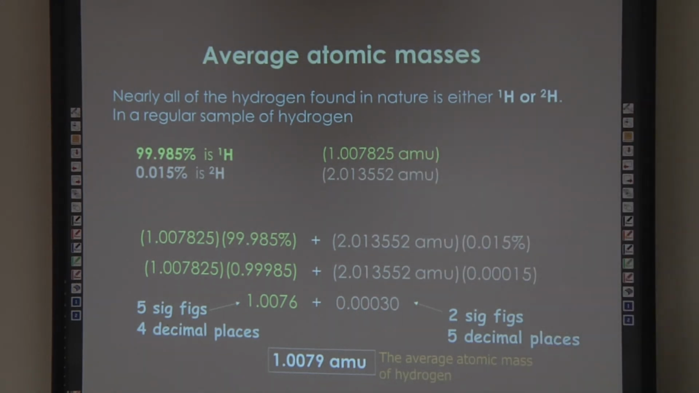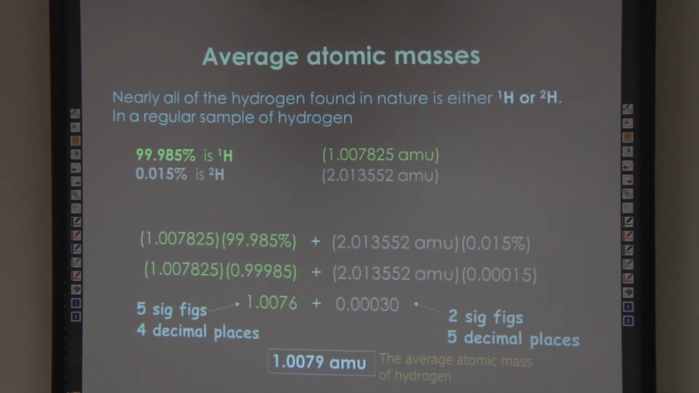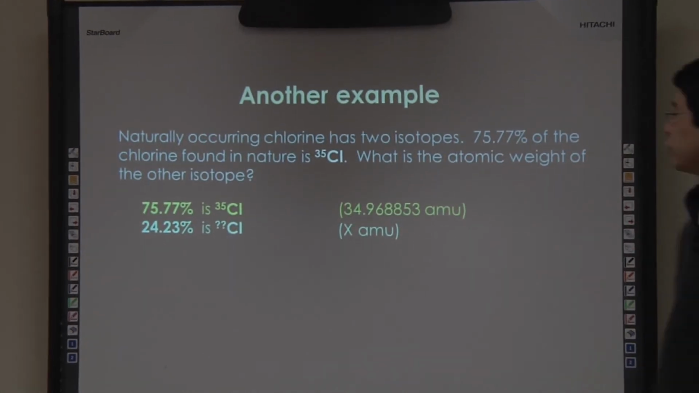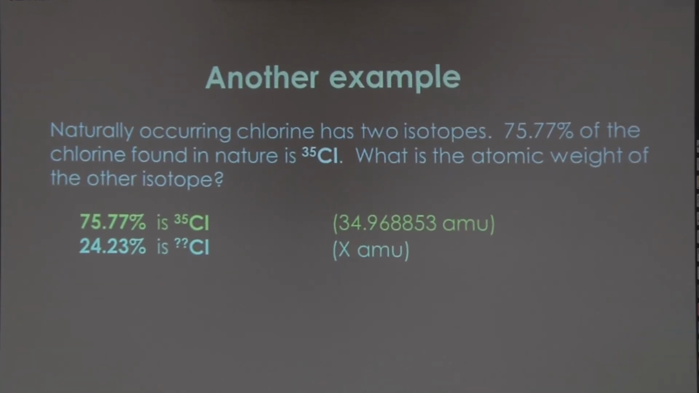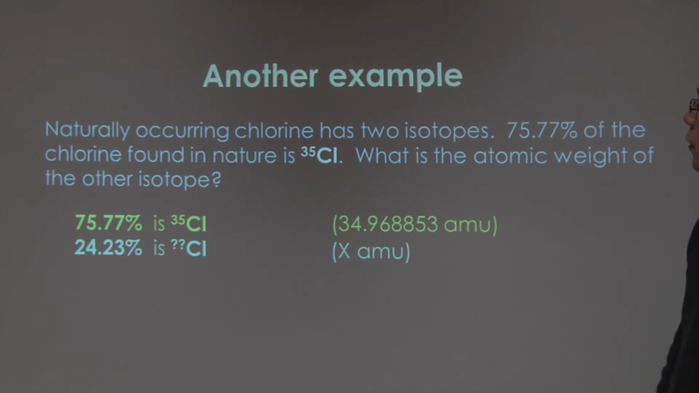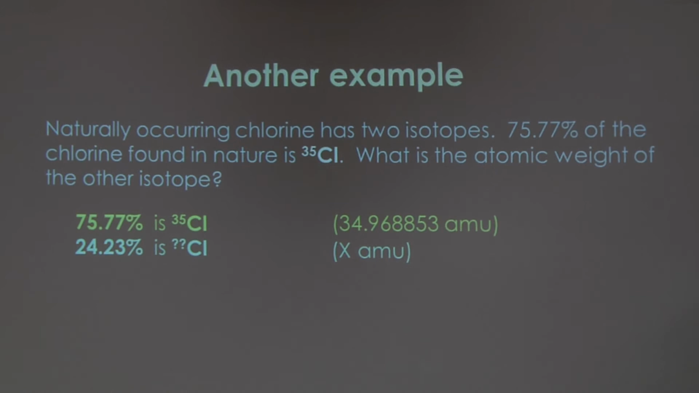We can do that. And once you understand the concept, why it's important to think about average atomic masses, then it's just a matter of doing algebra. The math does get more complicated. So naturally occurring chlorine has two isotopes. This is true, right? 75.77% of the chlorine found in nature is chlorine-35. What is the atomic weight of the other isotope?